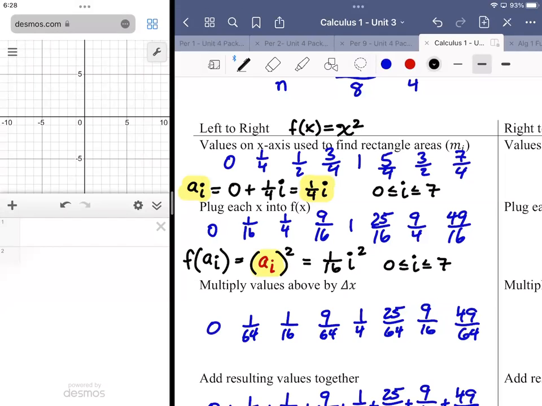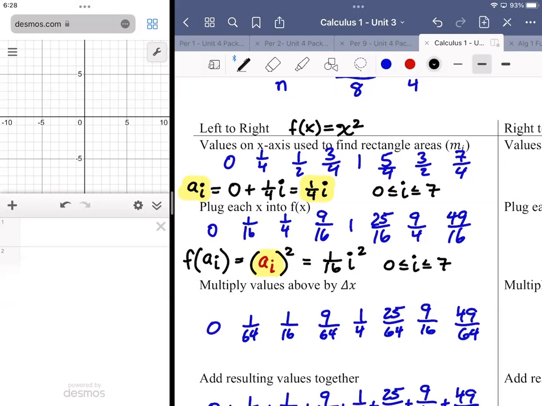Yeah, so if you plug in a 0, you get 0. If you plug in a 1, you get the 1/16. So you plug in a 2, 2 squared is 4, 4/16 is 1/4. Plug in a 3, 3 squared is 9, 9/16, and so on. Eventually you plug in the 7, 7 squared gives you 49, 49 over 16.